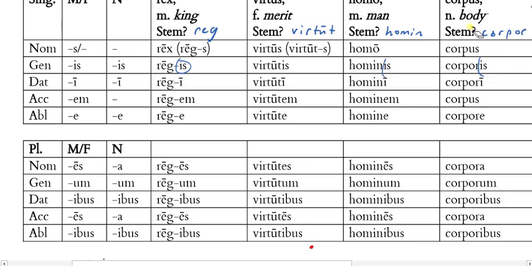And then last, we have this neuter form. Notice that the neuter will match in nominative and accusative forms here, okay? All right, so let's read that, and you can repeat after me. Corpus, corporis, corpori, corpus, corpore, corpora, corporum, corporibus, corpora, corporibus. Okay.